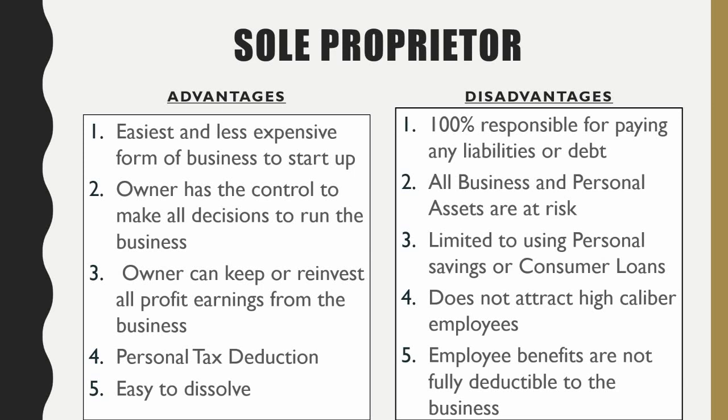Okay? So again, it's a great idea to go ahead and buy yourself whatever you'd like, but at the end of the day, if you don't pay what you owe, they're going to come and repossess it, all right? And that is the huge risk of doing business, right? 100% of the liability falls on the owner's shoulder, and that means anything that's personal is going to be at risk as well, okay? Number 3, it's going to be limited to using personal savings or consumer loans.